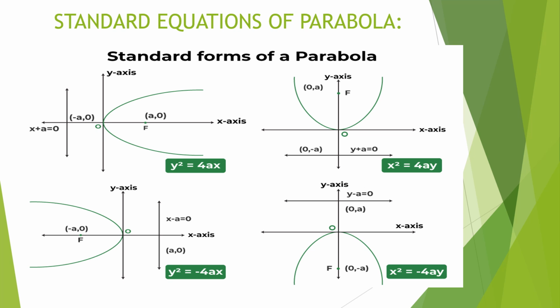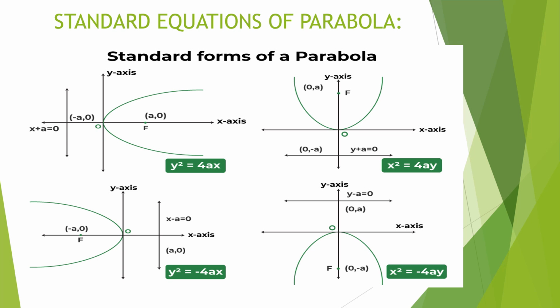So in the first case, you can see that F has coordinates (a, 0), and so the coordinates on the directrix will be (-a, 0), because you know that O is a point on the parabola and it is equidistant from F and this side from the line. So when your focus is at (a, 0), your parabola is facing towards the right side and the equation is y square is equal to 4ax.